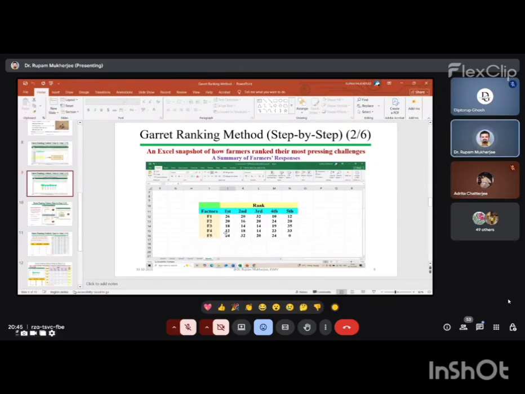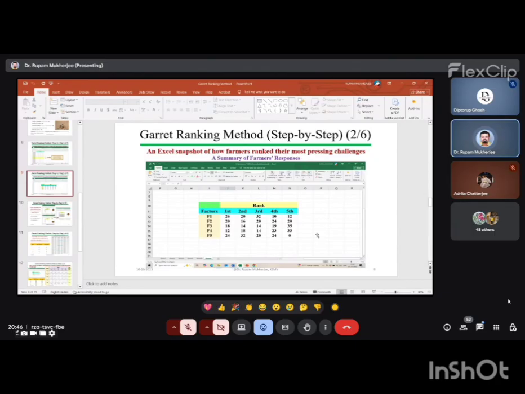By the same logic, if you add the column total, then also how many first ranks have been assigned? Factor 1 has been assigned by 26, factor 2 by 20, factor 3 by 18, factor 4 by 12, factor 5 by 24. So if you add this column total, that will also end up with 100, because total first rank has been provided by 100 respondents. So this column total and this row total should be 100. For each factor, you can check it like this. This is a hypothetical example, but this is a checkpoint. You have to check whether the row totals and column totals are becoming 100 or not.